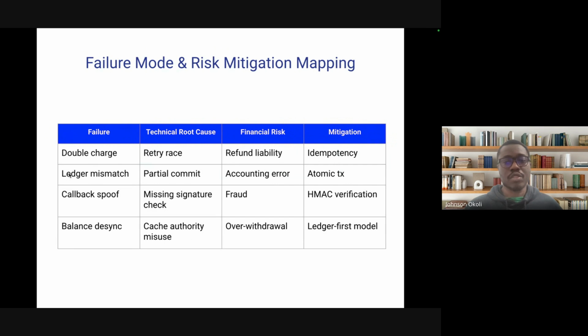And you have ledger mismatch, and the usual cause is when you have transactions that are not atomic. For instance, someone is trying to fund the wallet, and you have to create a transaction and update the wallet. If you don't put that in a transaction and for some reason it fails after it creates its transaction, that will create inconsistent accounting, and then that transaction becomes non-atomic.